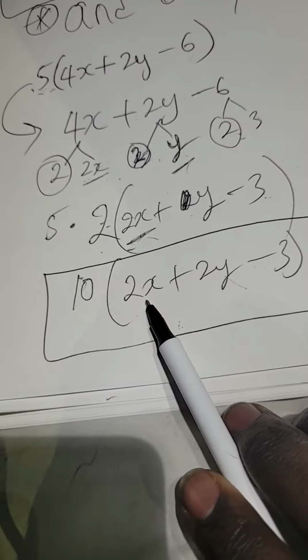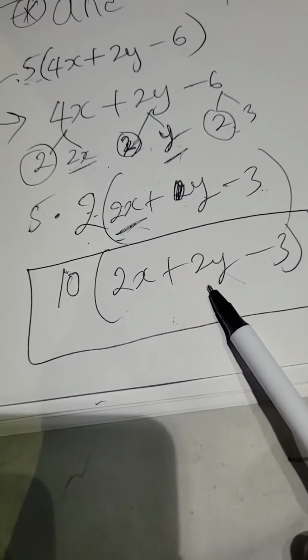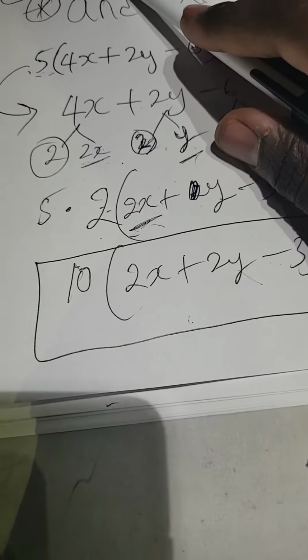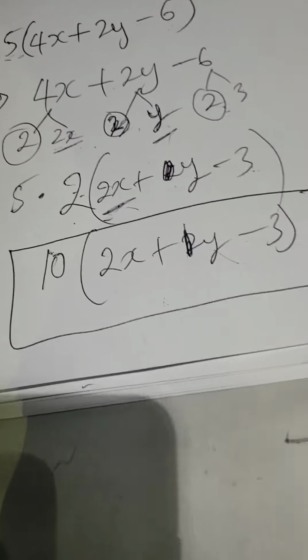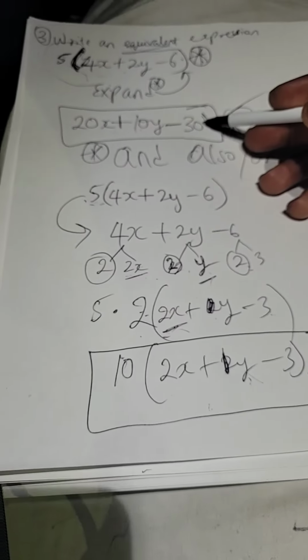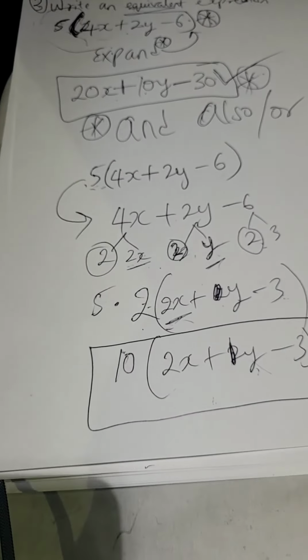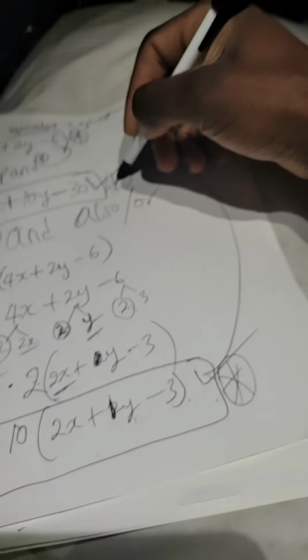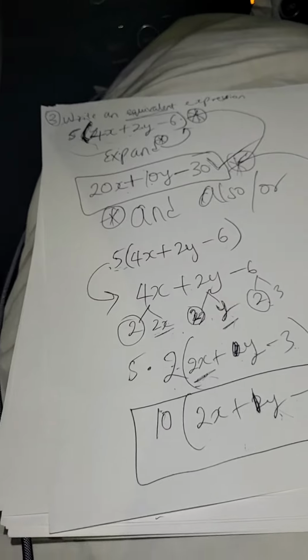So 10 times 2x is 20x. 10 times 2y is, I mean, y is y now, not 2y. 10 times y is 10y, and 10 times minus 3 is minus 30. So we confirm that this and this, you see, and this, these three are the same.